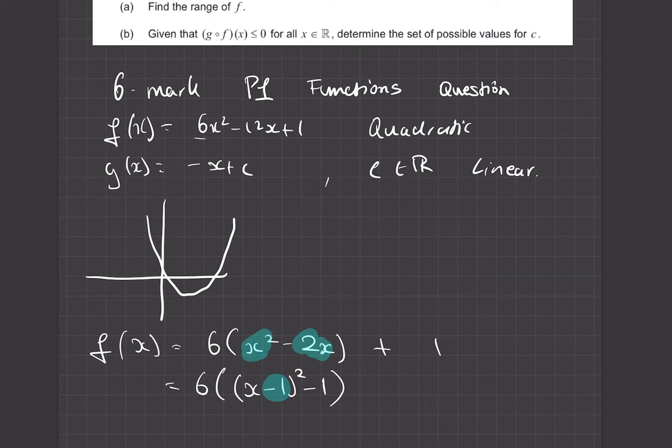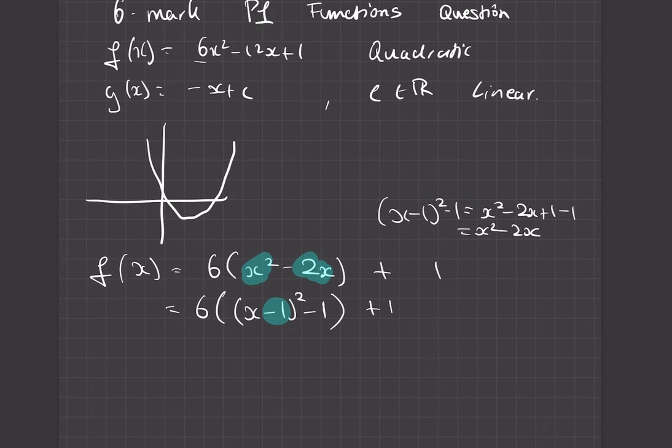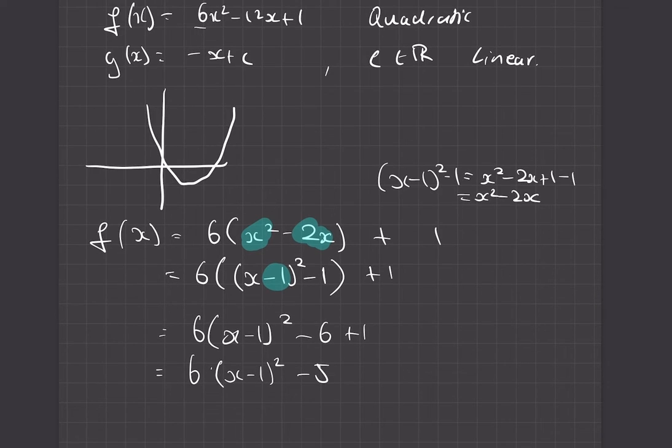So just a quick double check. x minus 1 squared minus 1, that's x squared minus 2x plus 1 minus 1, that's just x squared minus 2x. That's what we had before. And then adding 1 on the outside, and now we just have to be careful with the brackets. So that's 6 of x minus 1 squared minus 6 plus 1, so that's 6 of x minus 1 squared minus 5. So that means that the vertex point is at (1, minus 5), so it's something like this.